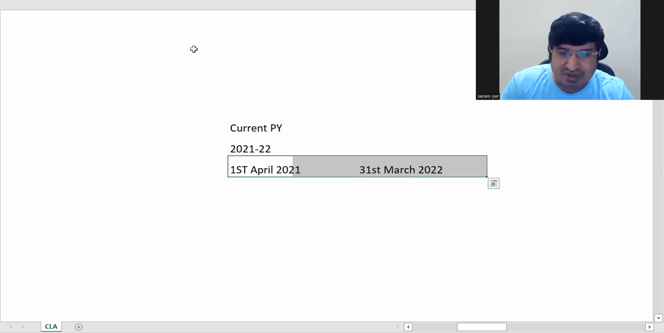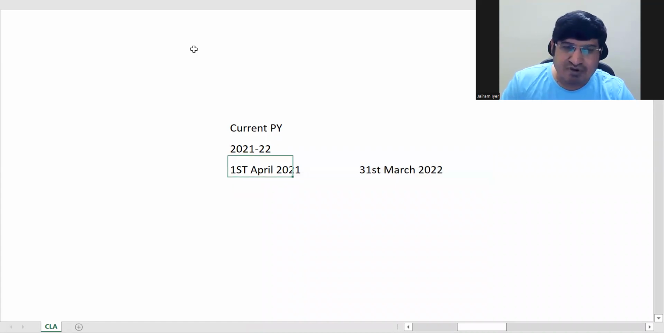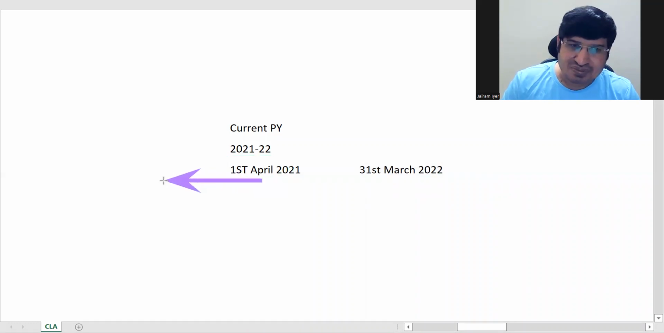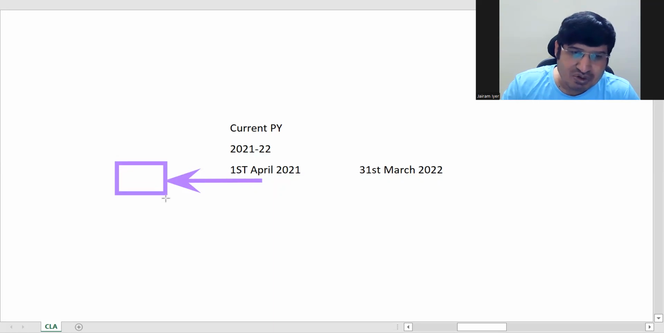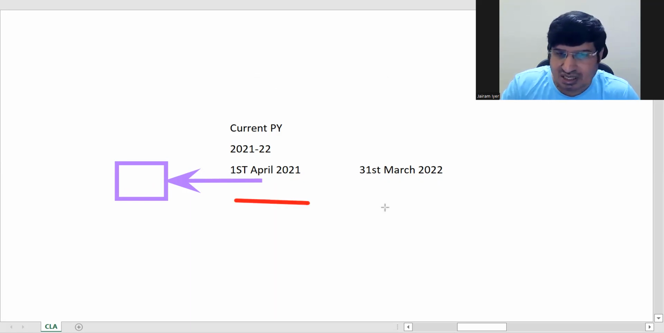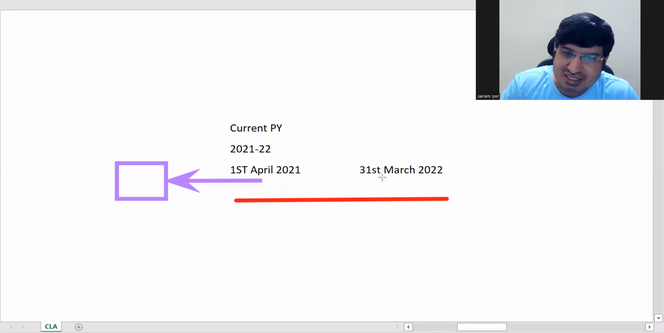So if you have purchased the asset before this date, before 1st of April 2021, but you have not put it to use, and then you are putting it to use in this year, even if you put it to use on the last day of the previous year, which is 31st March 2022, still you will get 100% depreciation.